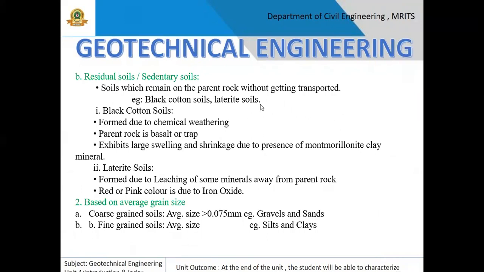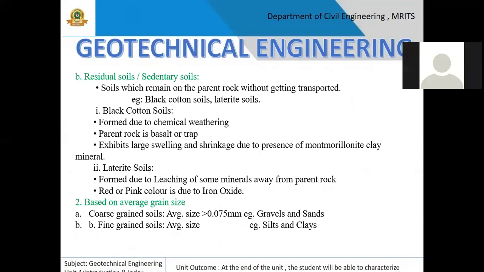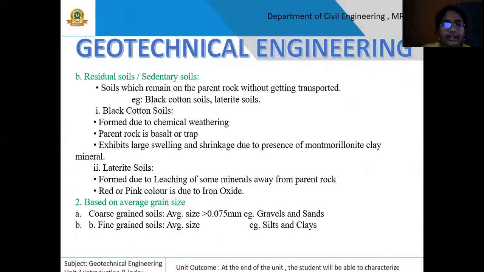So next, residual soil. These soils remain on the parent rock without getting transported. Examples are black cotton soils and laterite soils. Wherever the rock is physically or chemically weathered, or some process of formation is done, there only they'll be available. Those soils are called residual soils because they are staying at the place of formation itself.